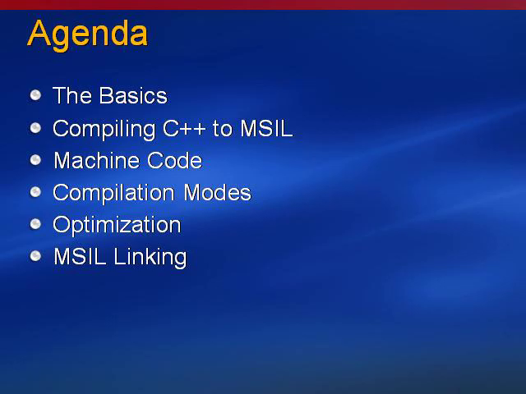Next, we'll discuss compilation modes. We've added 2 new compilation modes for the Whidbey product that will increase programmer productivity and enable a wide variety of scenarios that were either not possible with the 2003 product or were very difficult to accomplish. The optimization section of the talk will discuss some of the optimizations that we're able to do on verifiable code and on non-verifiable code. So you'll see some of the things that the C++ compiler does to help out the JIT compiler and get you better performance than you may be able to realize using other .NET languages. Finally, we'll discuss MSIL linking, which is a great new feature.